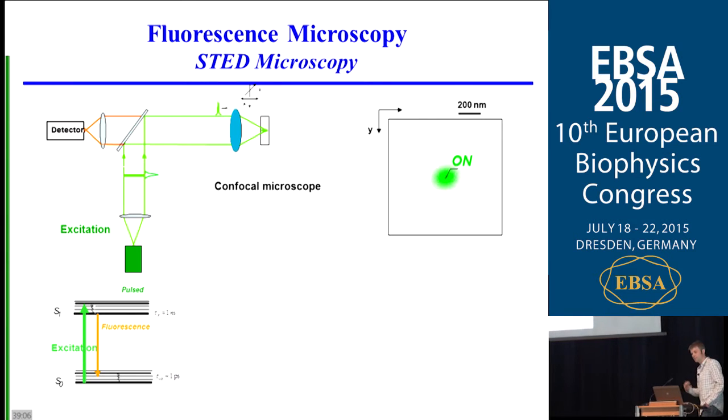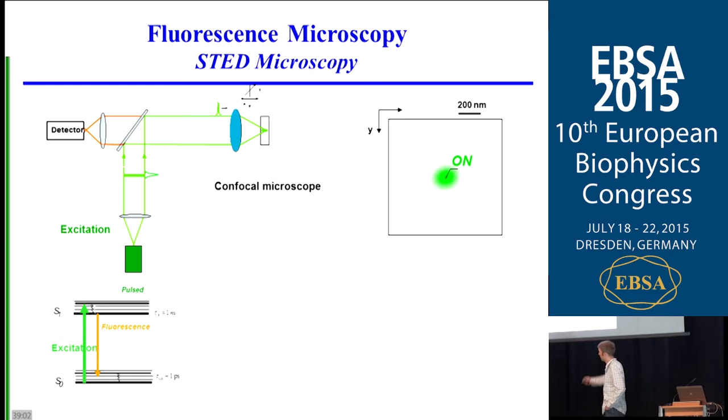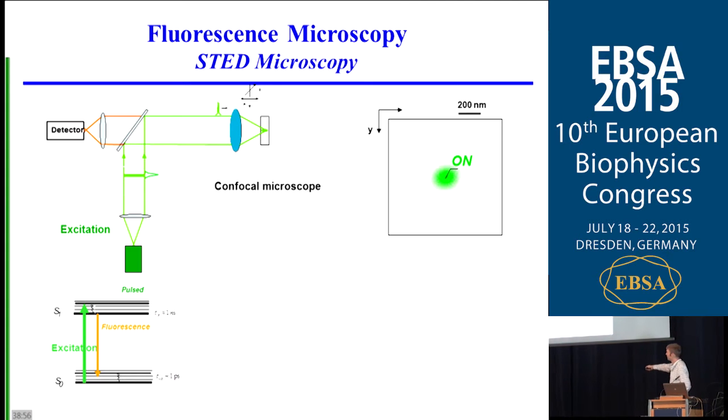Now let's start again with our far-field microscope, in this case a confocal microscope, for example. So we have our laser, we send it into the sample, we focus it to this 200 nanometer large spot. In there we excite all the fluorophores or the fluorescent labels to their excited state, and when they de-excite, they send out spontaneous fluorescence emission, which we detect on a detector, which gives us the signal.